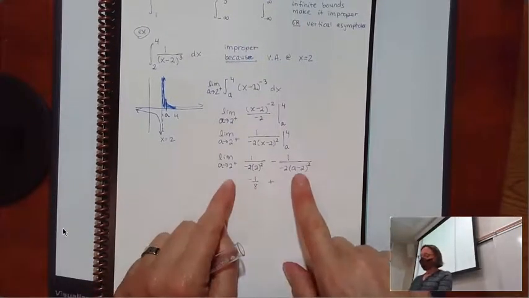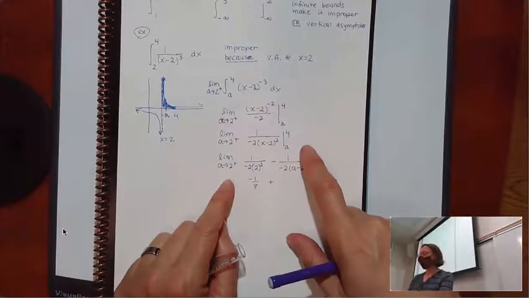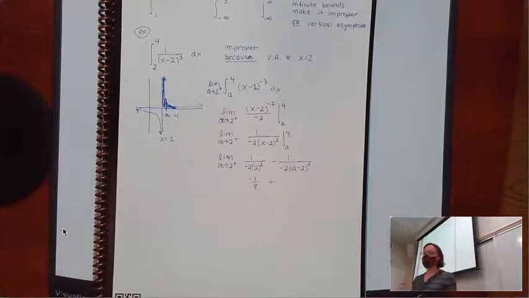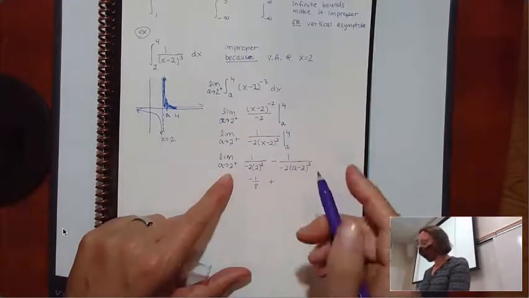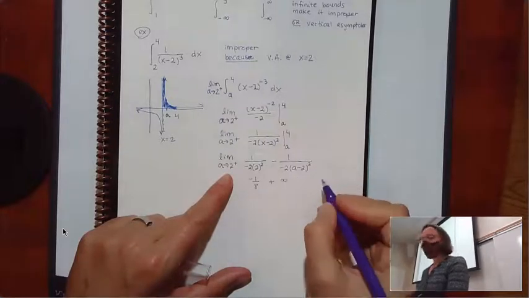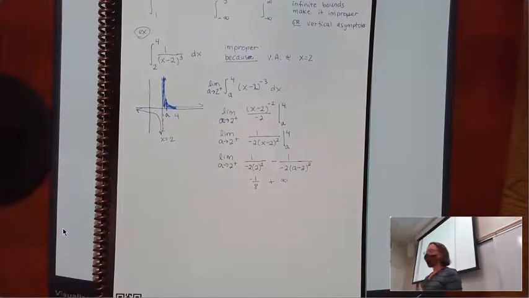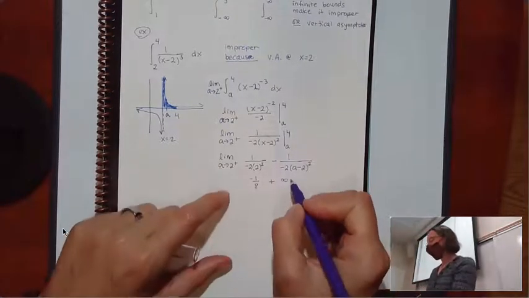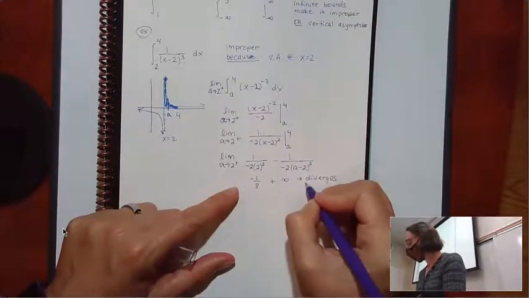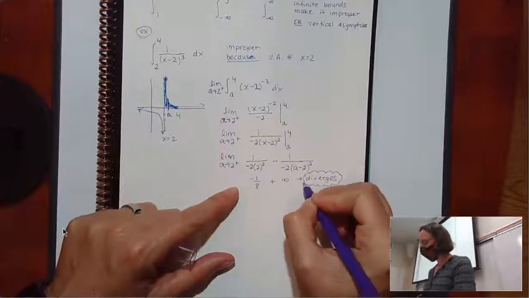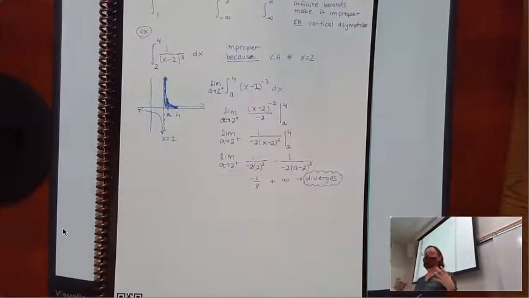Here, if I plug in 2, 2 minus 2 is 0. I have a number divided by 0. I know we're headed to either positive or negative infinity. Since we're squaring the thing, I know for sure we're headed to positive infinity. Now, when we have evaluated one of these definite integrals and we get an infinity in the end, we say that it diverges. So a lot of times the instructions in the book in this section will say to evaluate or show that it diverges.